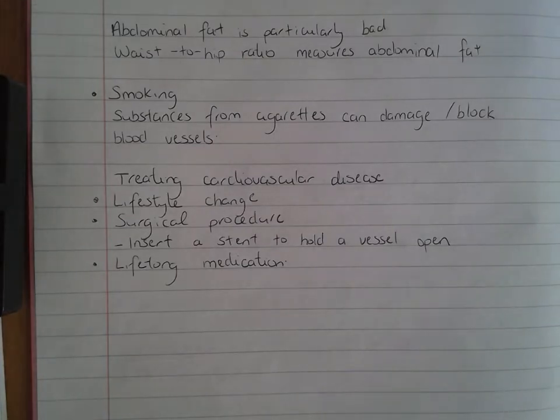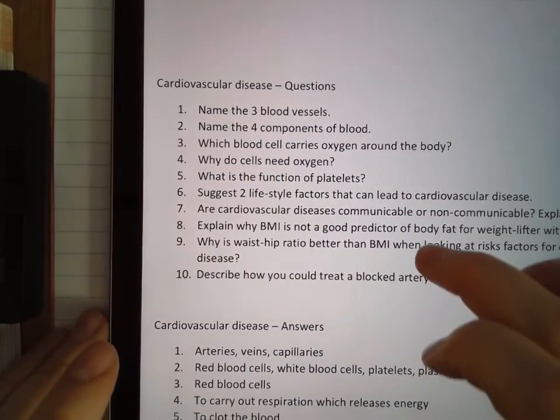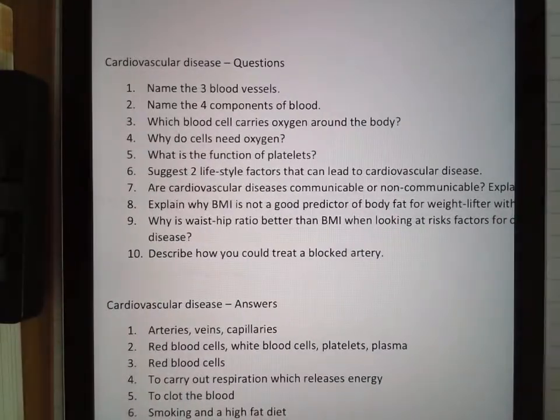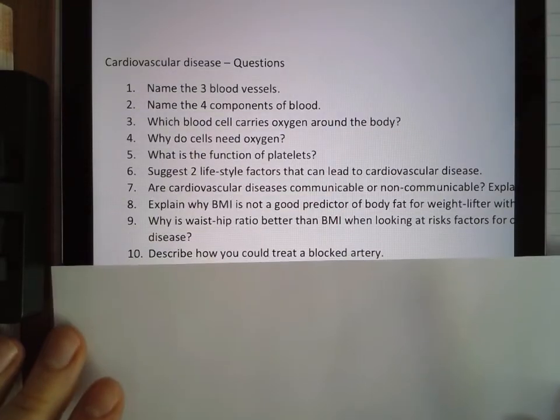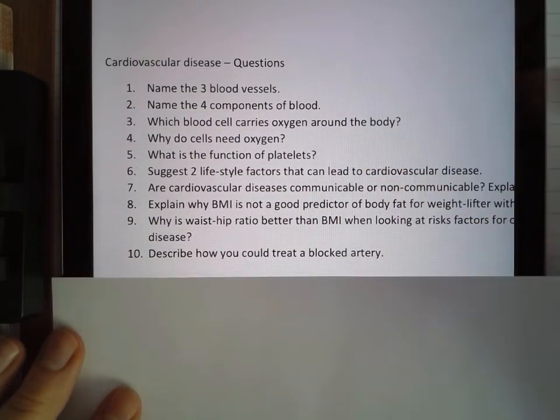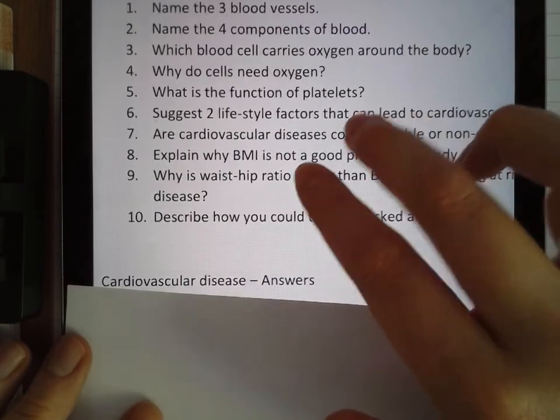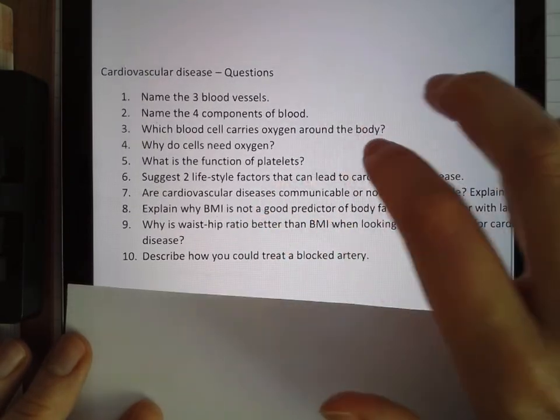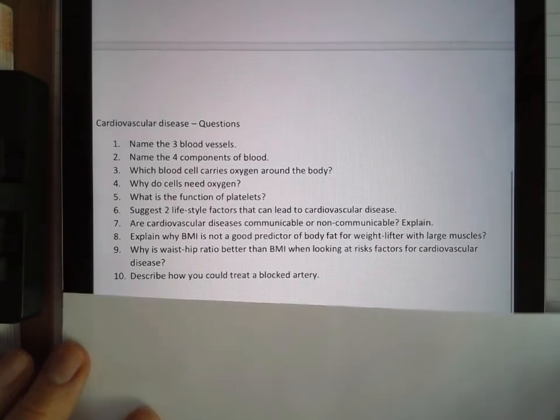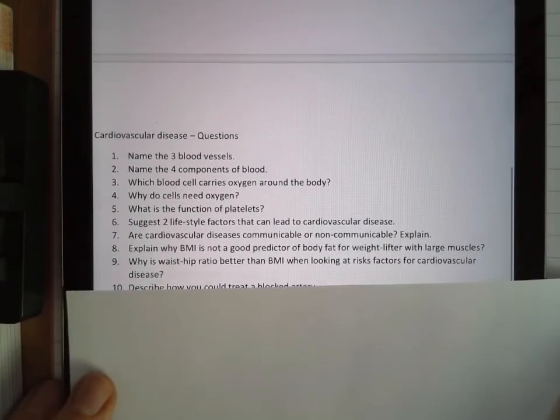I am going to get you to do some questions for me now based on what we have just watched. So I'll get rid of my answers. Can you see that? Yep. There we go. I can see that.